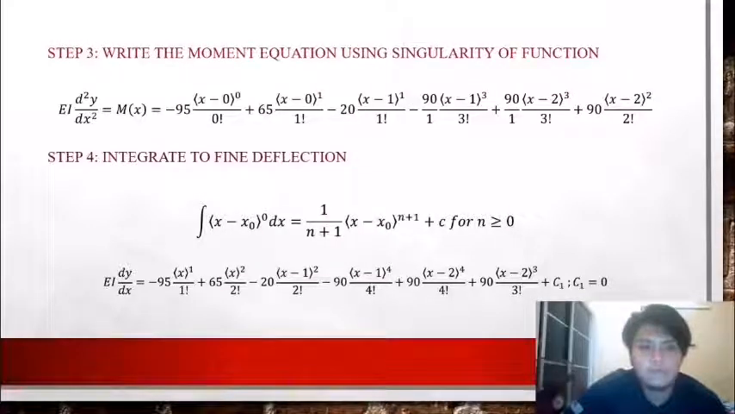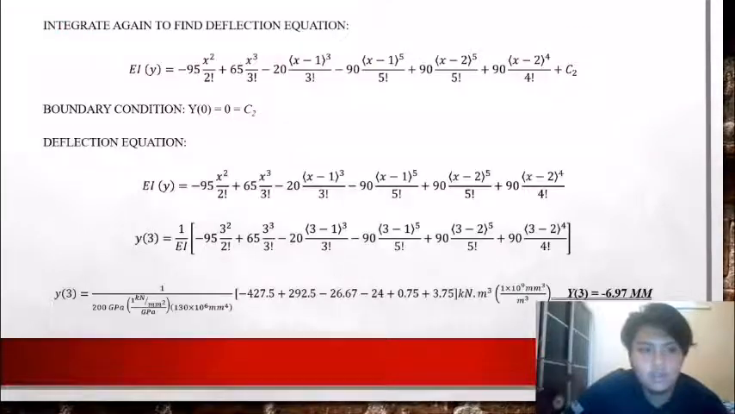Step 3, we write the moment equation by using the singularity function. So we put the numbers into the formula. Then step 4, we integrate to find the deflection. We integrate the equation, then we integrate again to find the deflection equation. After the integration, we find the deflection equation, and the final answer is y3 equal to negative 6.97 millimeter.